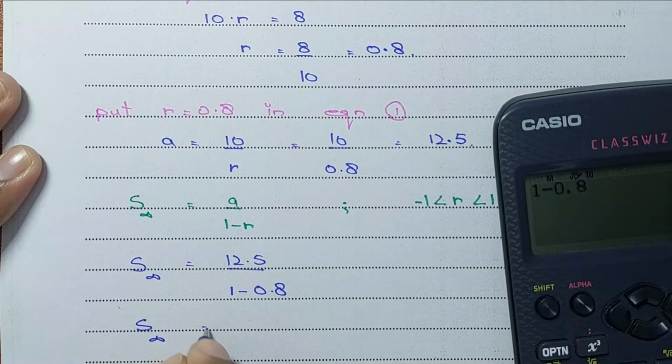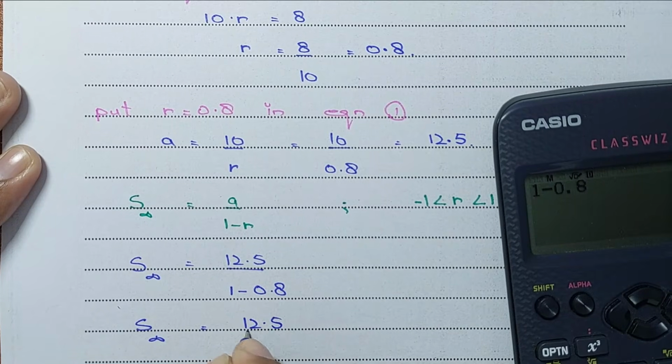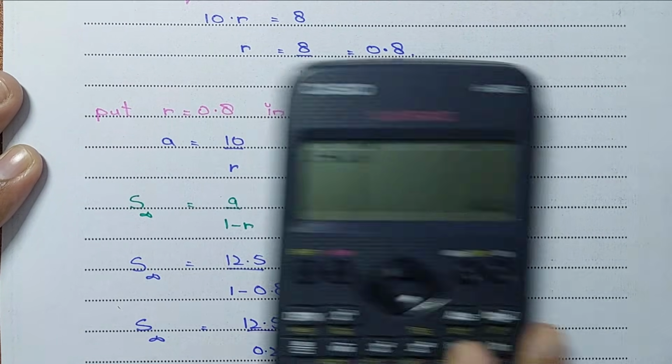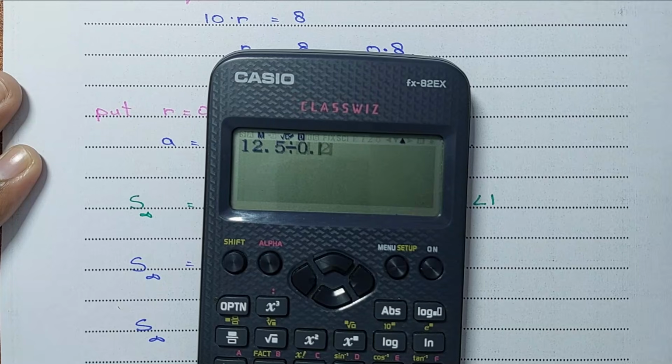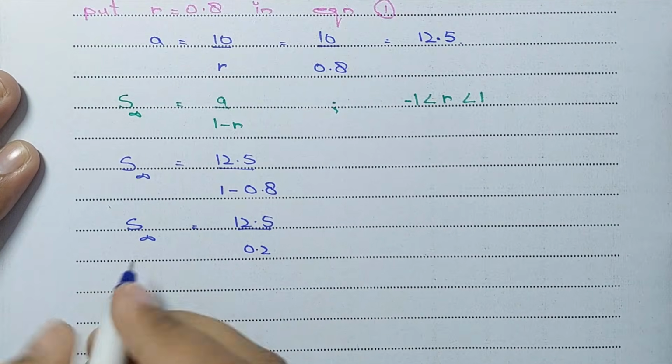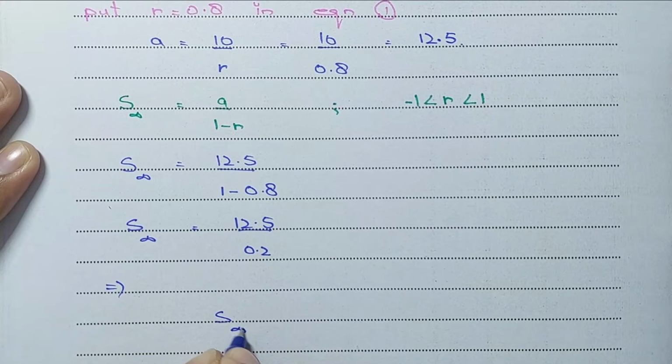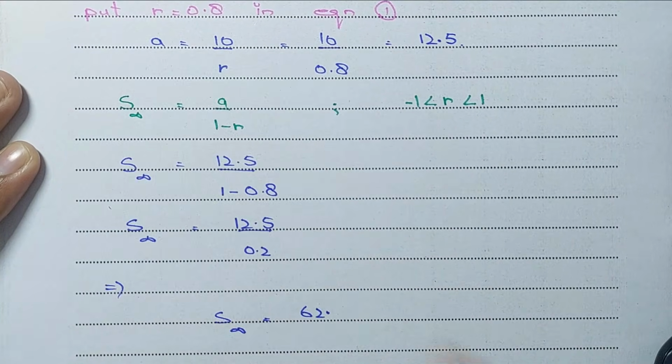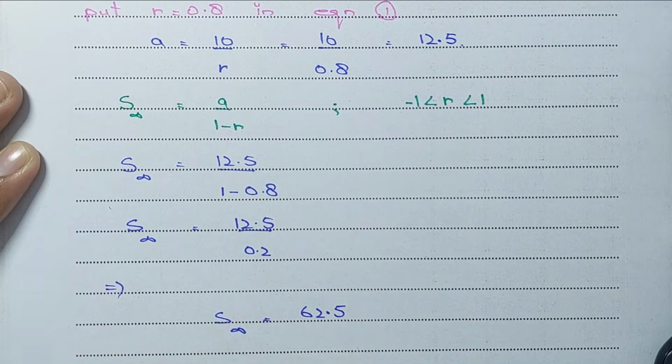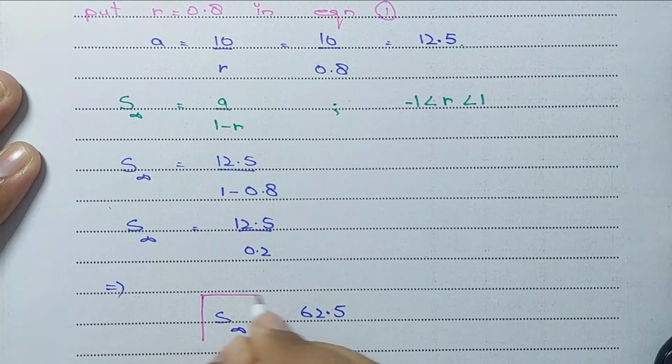So S infinity is 12.5 divided by 0.2. 12.5 divided by 0.2 is 62.5, sorry. This is the value for the sum to infinity.